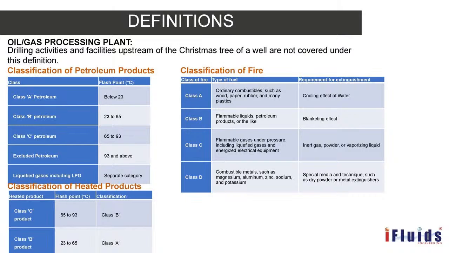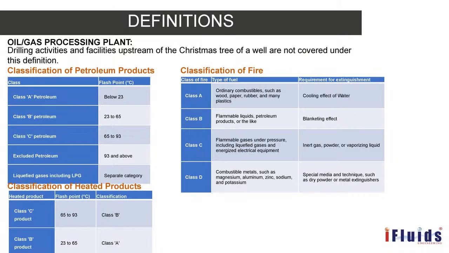So class A means if a hydrocarbon material has a flash point of 23 degrees Celsius or below, then this particular hydrocarbon is classified as class A hydrocarbon. If it falls between 23 to 65, then it is class B hydrocarbon. If it falls between 65 to 93, class C, then 93 and above, it is excluded petroleum. And if it is LPG gas, a liquefied LPG gas, it is a separate category. So this is one point.